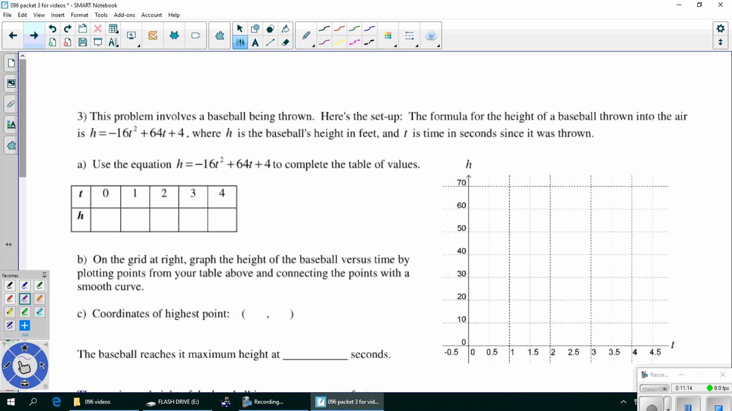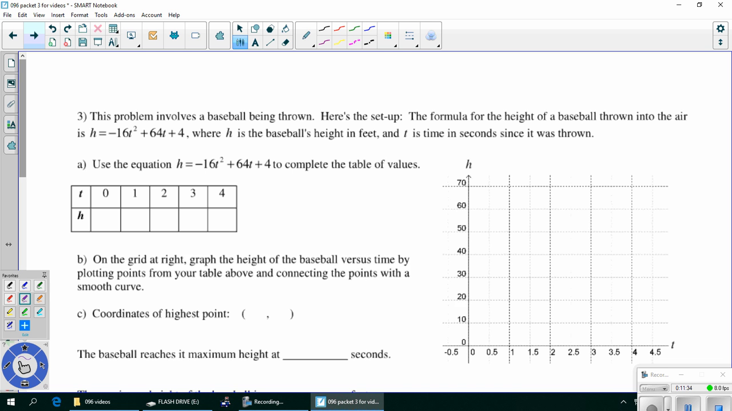This problem involves a baseball being thrown. Here's the setup. The formula for the height of a baseball thrown into the air is h equals negative 16t squared plus 64t plus 4, where h is the baseball's height in feet and t is time in seconds since it was thrown. Let's use that equation to complete the table of values.